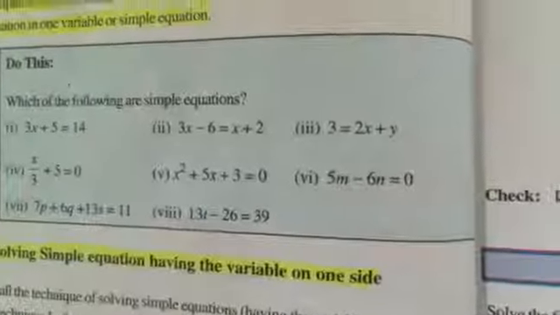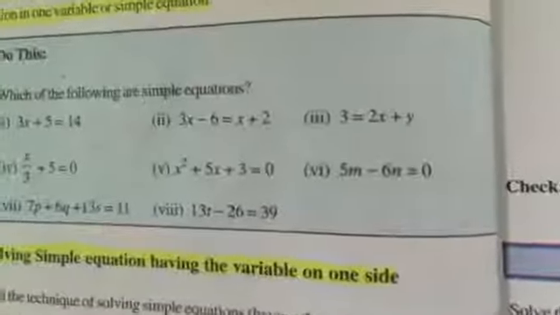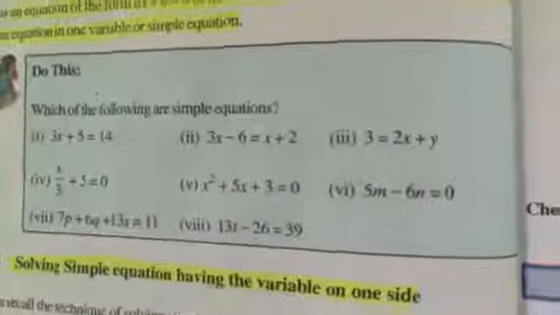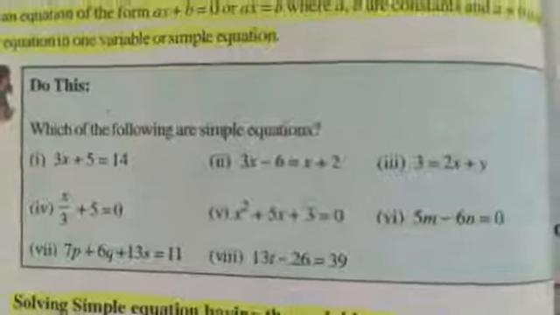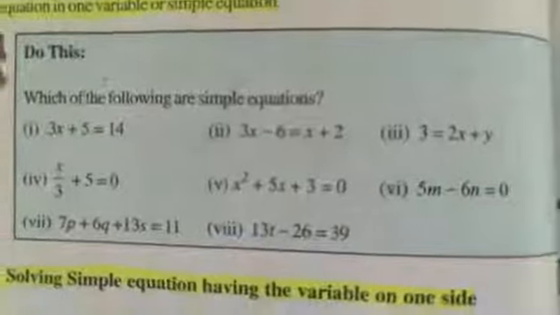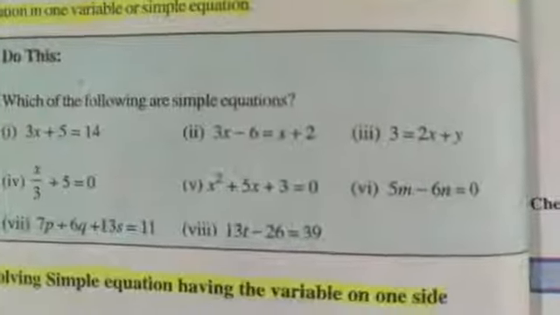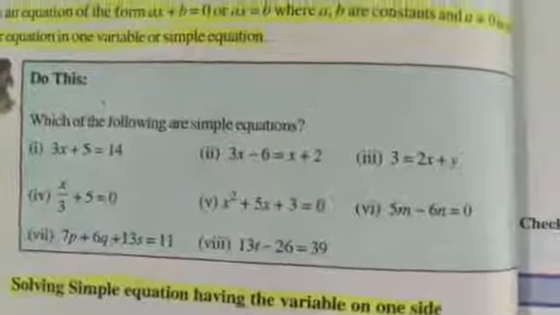See the first sum, 3x plus 5 equal to 14. In this, only one variable with degree 1, so it is a simple equation. These are very, very simple sums. We can say whether it is a simple equation or not by observing. Second one, 3x minus 6 equal to x plus 2. I will solve this one on the board. Next, the third one is not a simple equation because there are two variables.